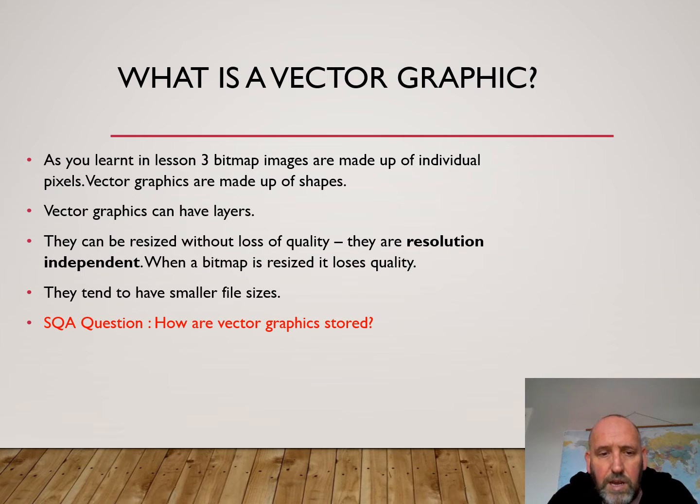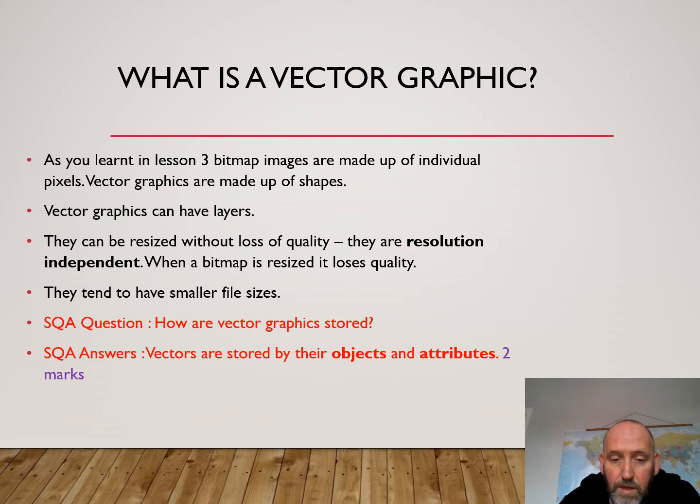Vectors have layers. They can be resized without loss of quality. They're resolution independent. They can print at whatever the top resolution of a printer is. A bitmap cannot. It's fixed resolution, but they tend to have smaller sizes. So the question, how are vector graphics stored? Pause the video, write your answer. They are stored by their objects and attributes.